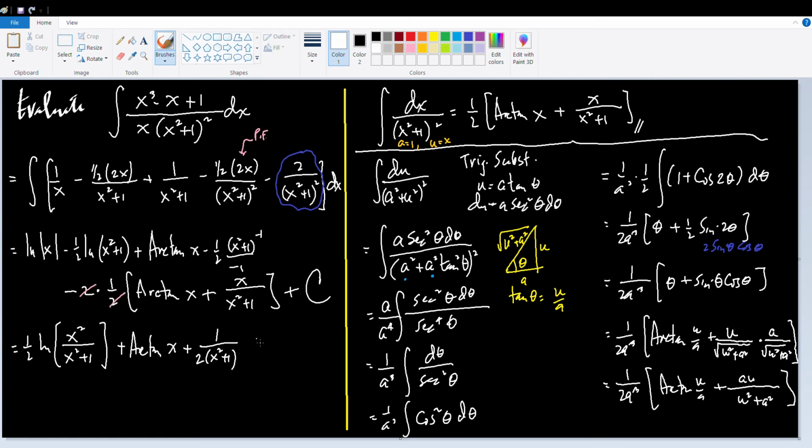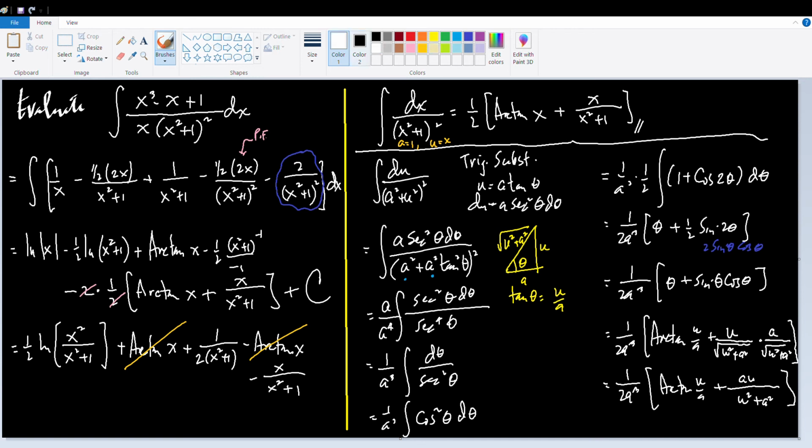That will be negative arctangent of x and minus x, minus x all over x squared plus 1. Okay, and you see that arctangent x will cancel, right?